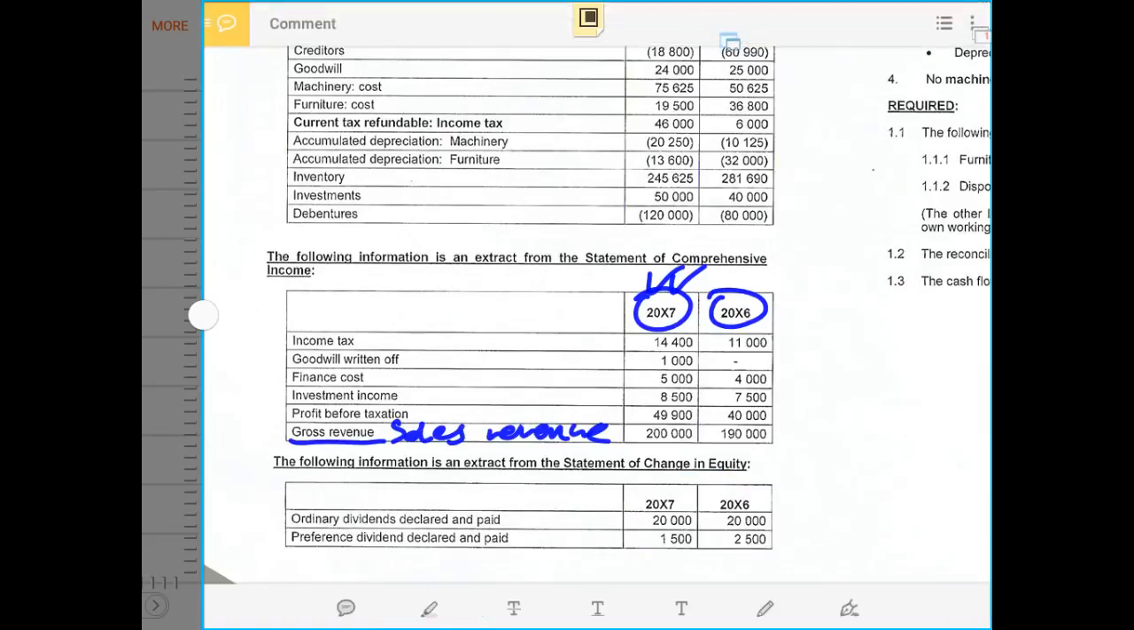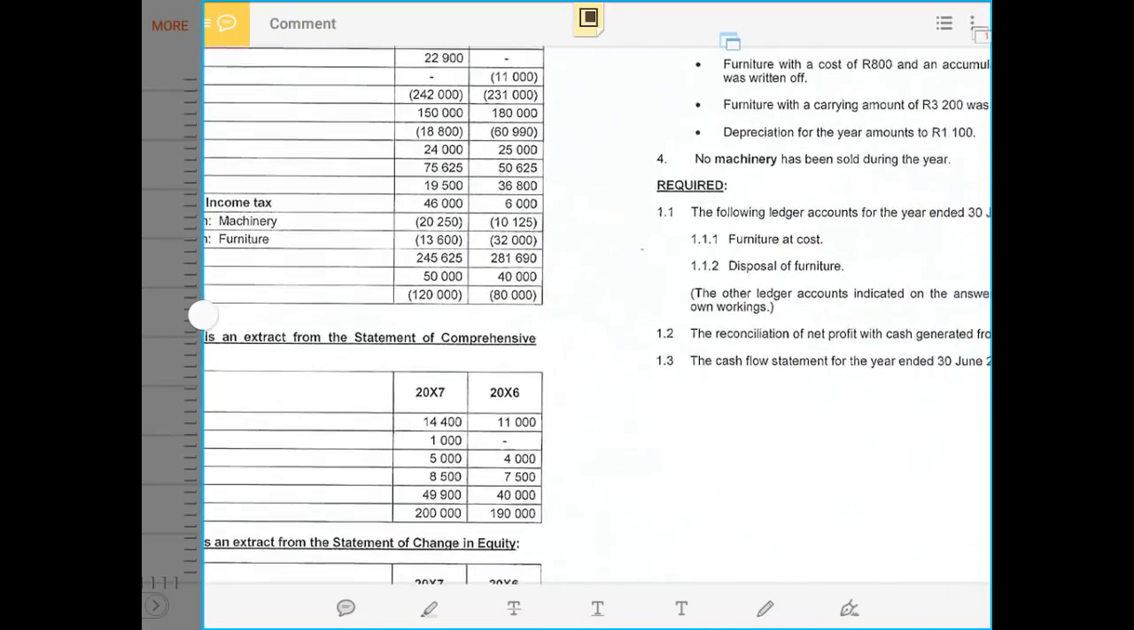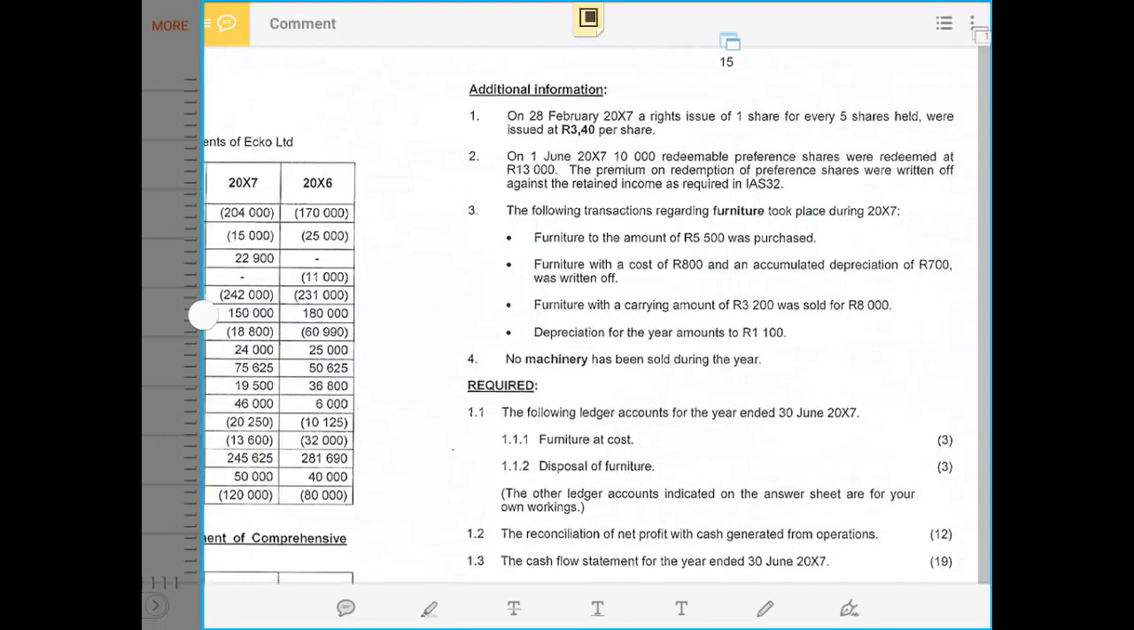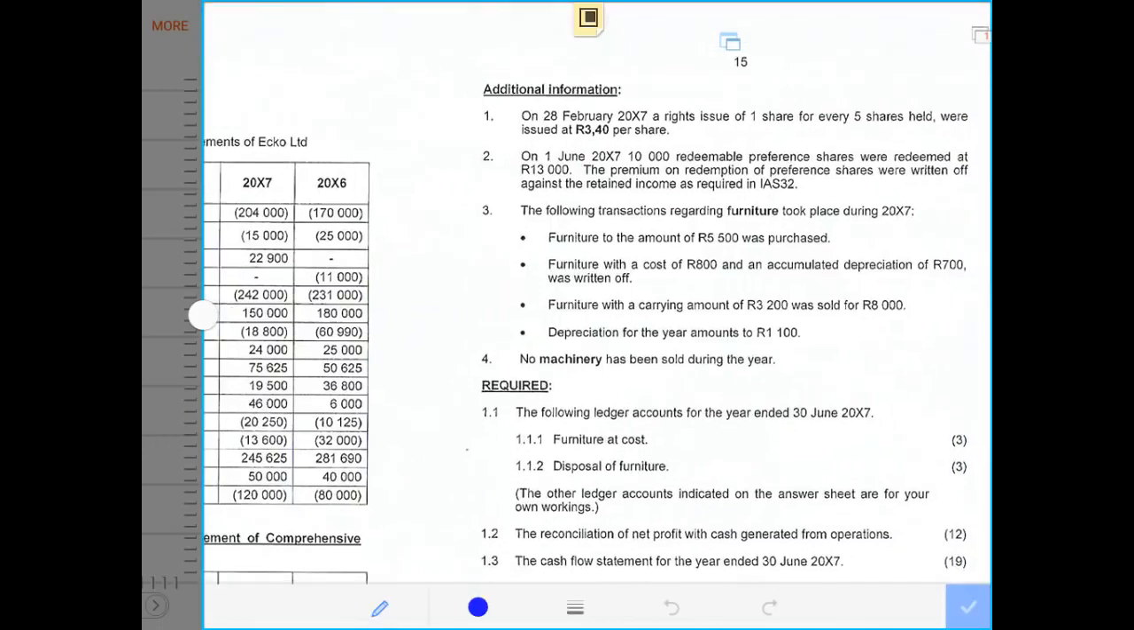So now let us continue with the exercise and we go to the next page. On the next page, we have the additional information. In the additional information, I just would like to read it through so that we are able to identify what goes where and what does not go where. Because we know that we are dealing with the cash flow, we'll be able to identify which one goes to which part of the cash flow.